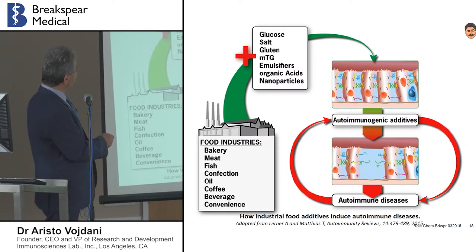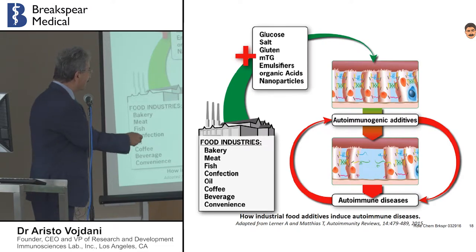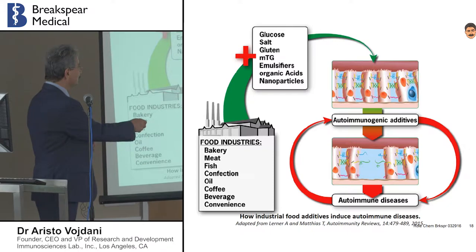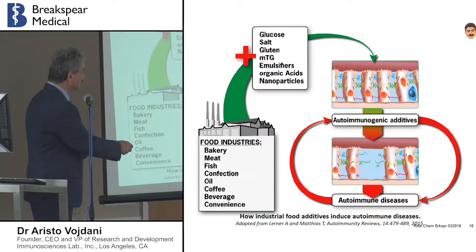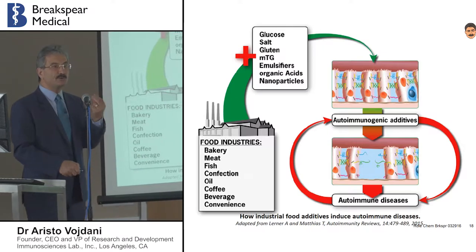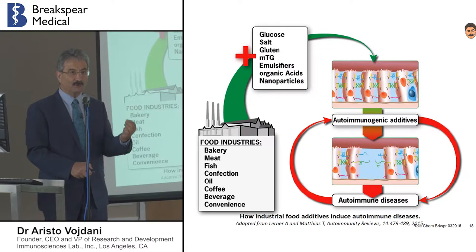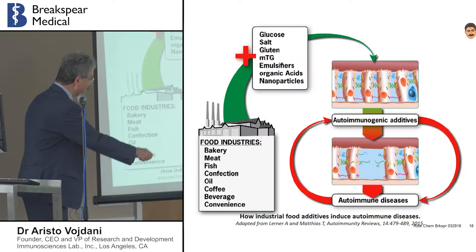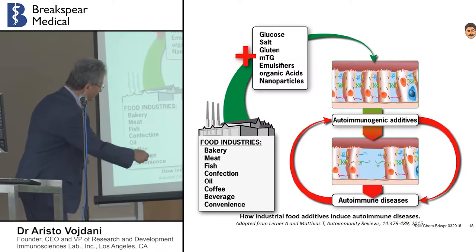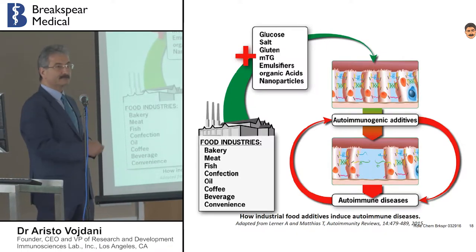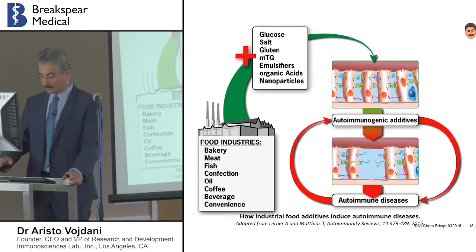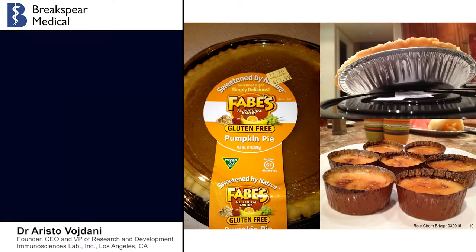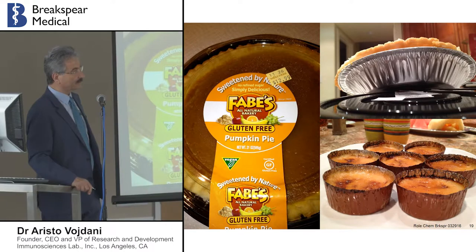So therefore, glucosal, meat glue, emulsifiers, organic acids, nanoparticles, all of them have the capacity to open the tight junctions. And look at this expression, they call that autoimmunogenic additives. Autoimmunogenic additives. They have the capacity to open the tight junctions and then induce autoimmune disease by breaking the tight junctions and activating the immune system and autoimmunities.